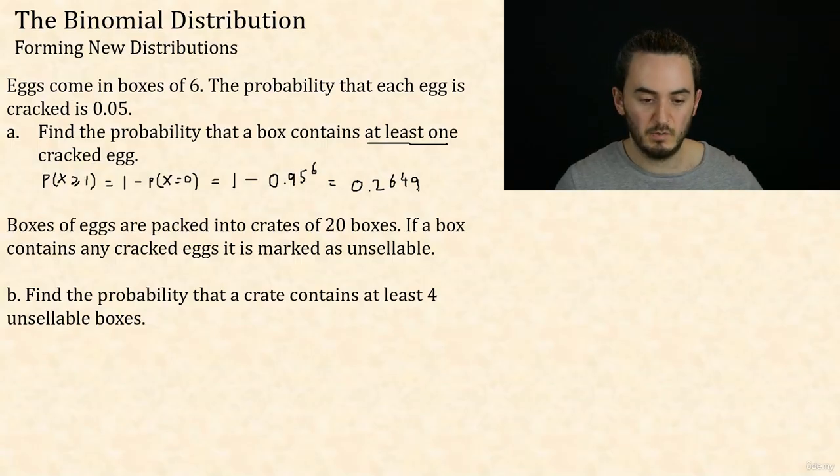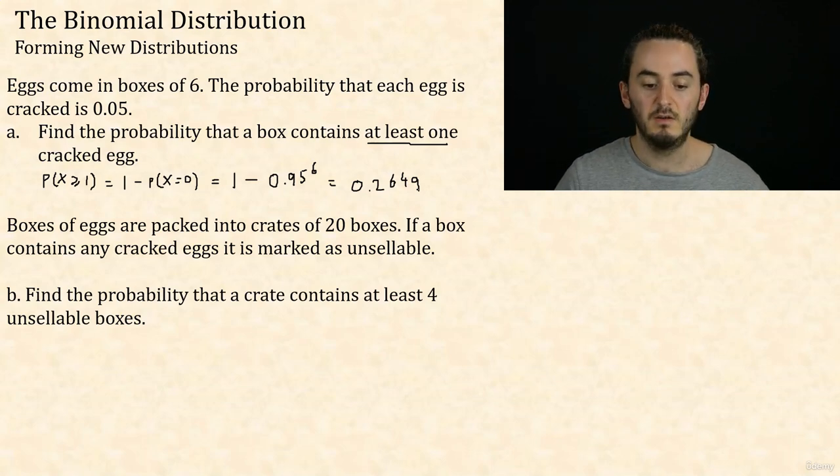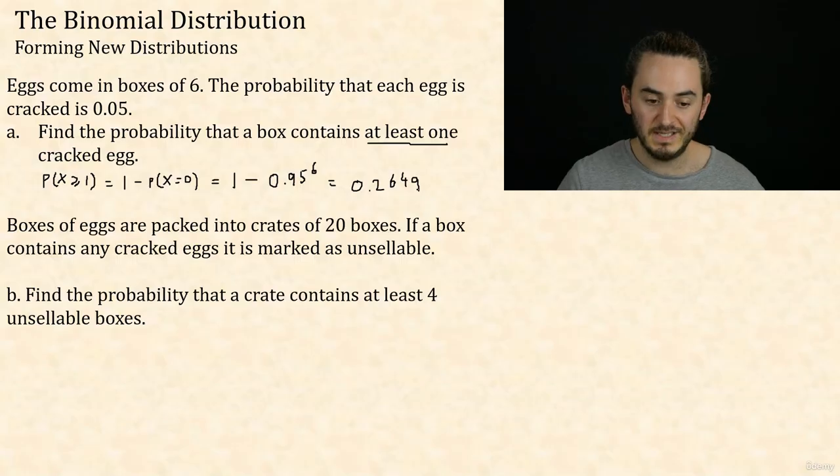Now look at the next question. Boxes of eggs are packed into crates of 20 boxes. If a box contains any cracked eggs, it is marked as unsellable. Find the probability that a crate contains at least 4 unsellable boxes.